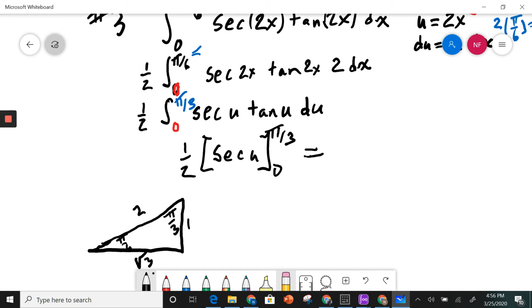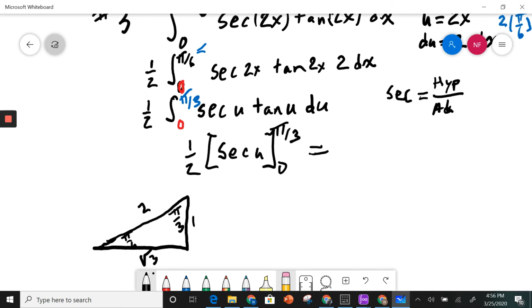Secant is the inverse or the reciprocal of cosine. Cosine is adjacent over hypotenuse. So this is hypotenuse over adjacent. And for pi over 3, we are looking at this angle right here. The hypotenuse is going to be 2, and the adjacent side is 1. So secant of pi over 3 is just going to be 2.